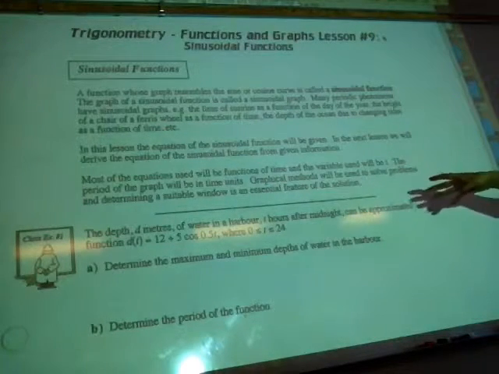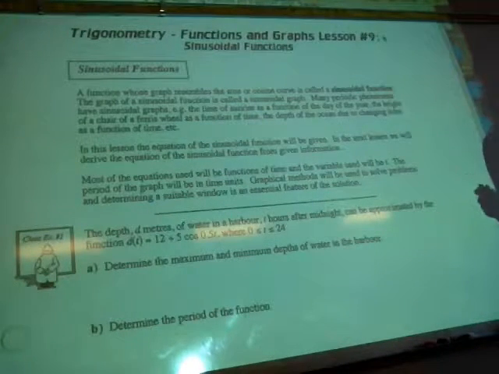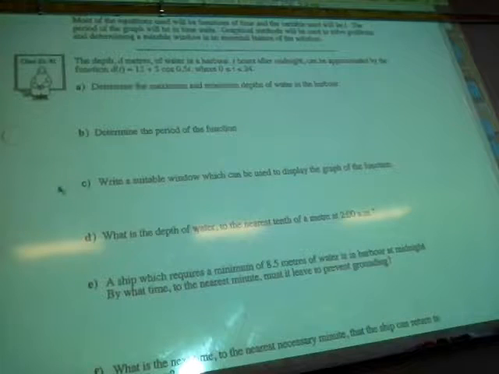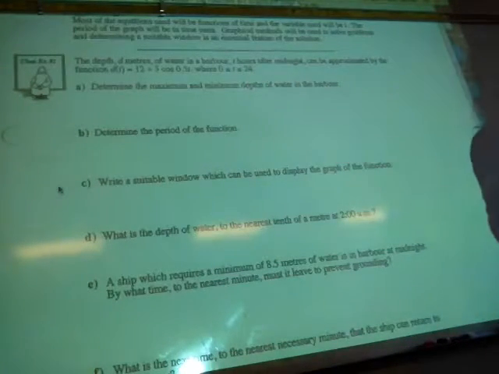In this lesson, we're just going to be given the equation and we're going to interpret what's happening from that equation. And then next lesson, we're looking at the graph and we have to derive the equation. So similar to what we've done in lesson 7 and 8, but this time we're putting some real life applications to it. So in the first example, the depth d meters of water in a harbor t hours after midnight can be approximated by the function d of t equals 12 plus 5 cosine 0.5t, and we have a domain between 0 and 24.